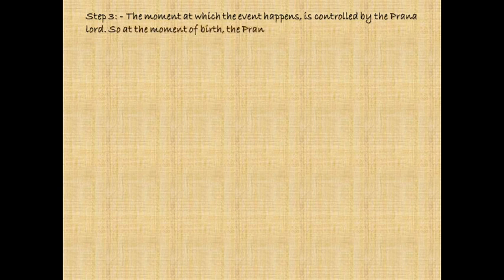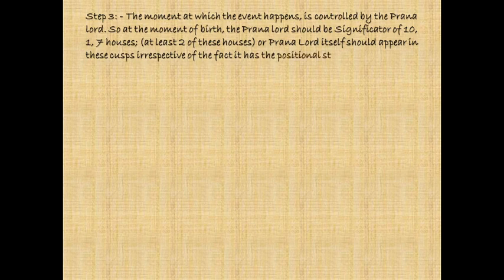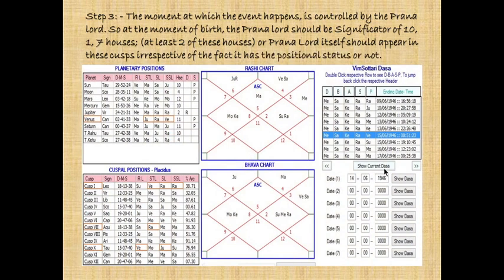Moving to the third step, the moment at which an event happens is controlled by the prana lord. So at the moment of birth, the prana lord should be significator of 10, 1, 7 houses. At least 2 of these houses, or prana lord itself should appear in these cusps irrespective of whether it has the positional status or not. So when Mr. Trump took birth on 14th June 1946, prana lord was Venus. Venus is in the star of Jupiter, sub is Rahu and sub-sub is Venus. So Jupiter appears in 10, Rahu appears in 1 and 7 and Venus appears in 1 and 10. So all the three cusps 1, 7 and 10 are getting stimulated.